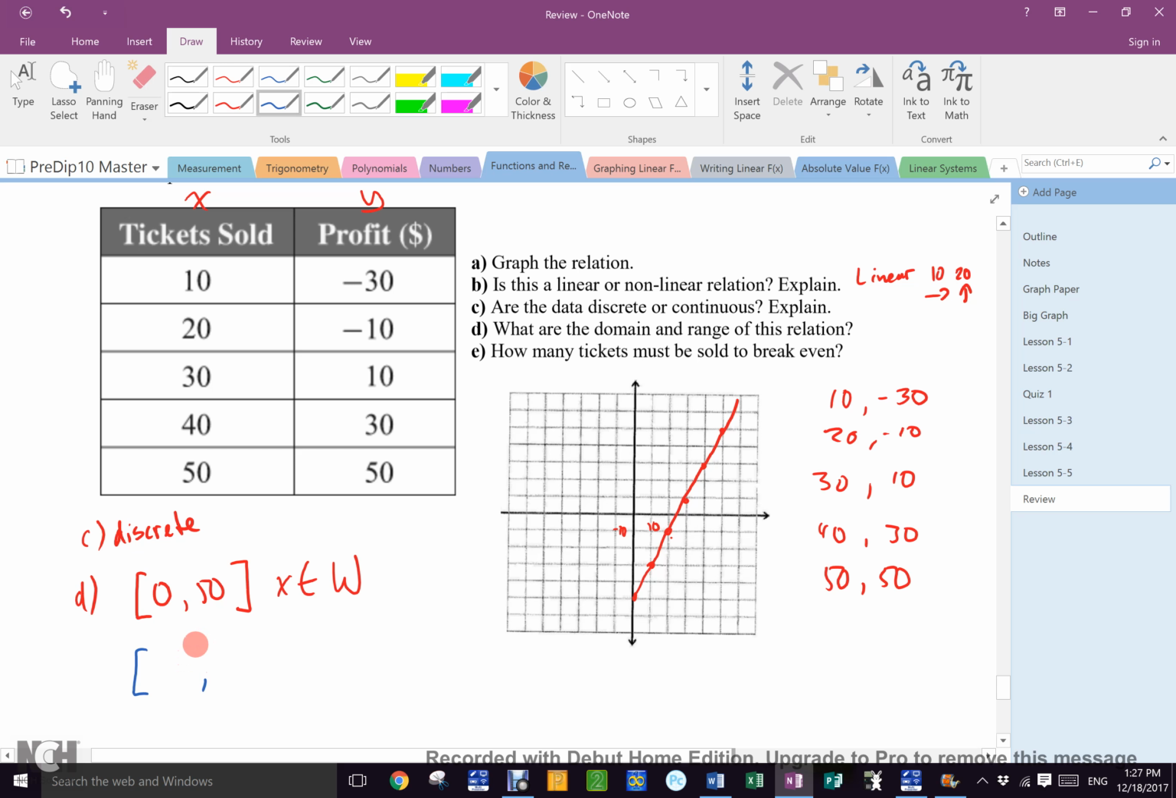What is the lowest profit? Oh, yeah. Negative. I screwed up. Negative 30. No. It's 50, isn't it? No. Because 10 tickets sold, you earn $20. Wait. So therefore, if you don't sell... Negative 50, thank you. That's what it said. Sorry. Up to? 50.